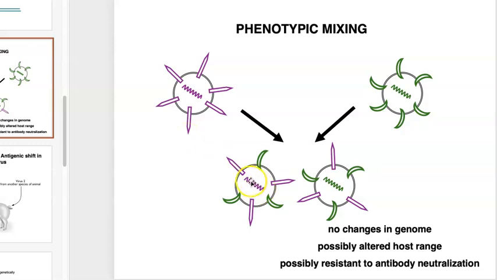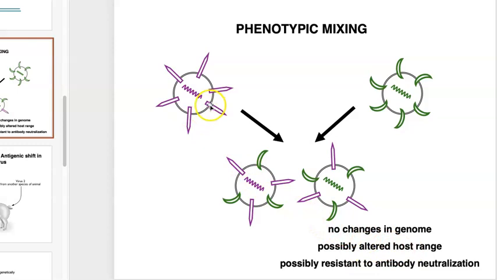So even though this guy got the same genome as its parent, and this guy got the same genome as its parent, it's assembled with bits of this virus, and this progeny virus is assembled with bits of this guy. And so there's a combination. So there's no change in the genome, but one possibility is that there's an altered host range.